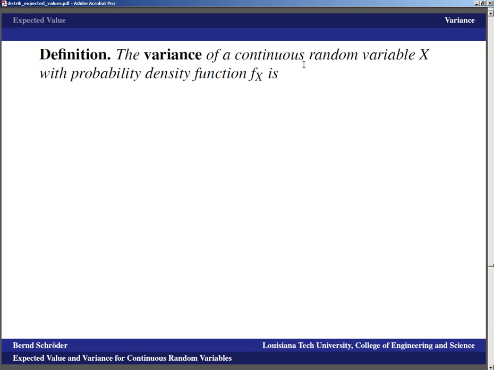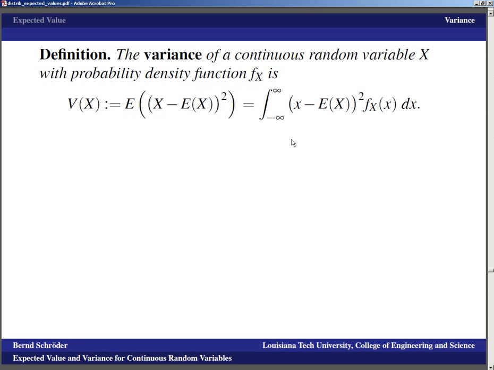Okay, so the definition is: the variance of a continuous random variable with probability density function f sub x is the variance of x being the expected value of x minus the expected value of x quantity squared. And that's something that is then basically the integral of x minus the expected value quantity squared times the density dx. And well, that deserves a few comments, because figuring out how far we can expect to deviate from the expected value, from the purported center of the distribution, that makes sense.